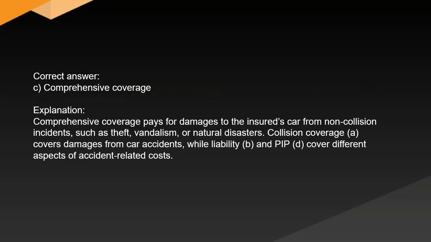Correct answer: C, comprehensive coverage. Explanation: Comprehensive coverage pays for damages to the insured's car from non-collision incidents such as theft, vandalism, or natural disasters. Collision coverage, A, covers damages from car accidents, while liability, B, and PIP, D, cover different aspects of accident-related costs.